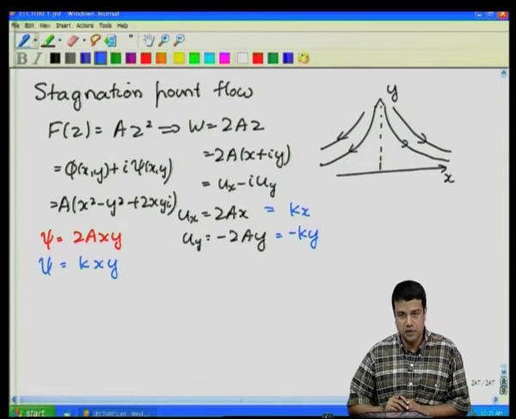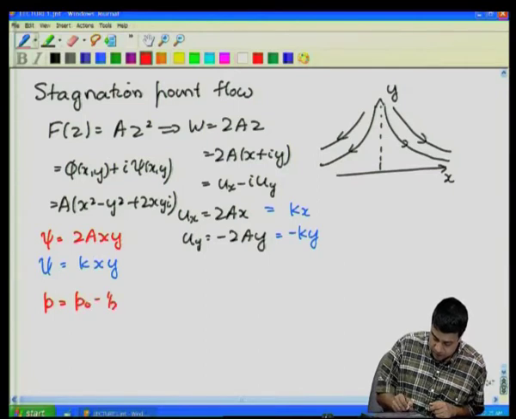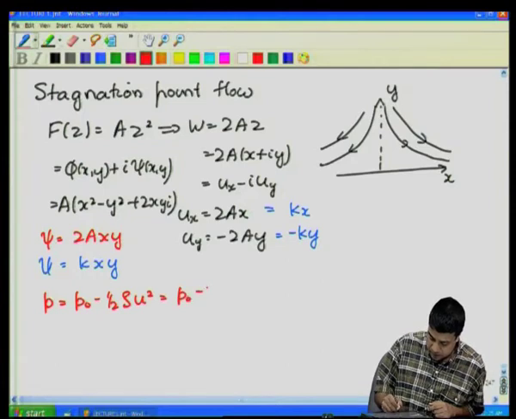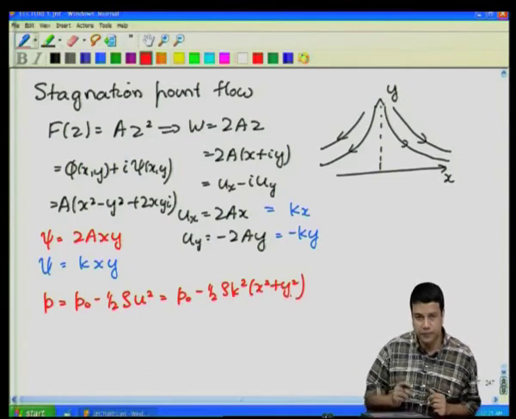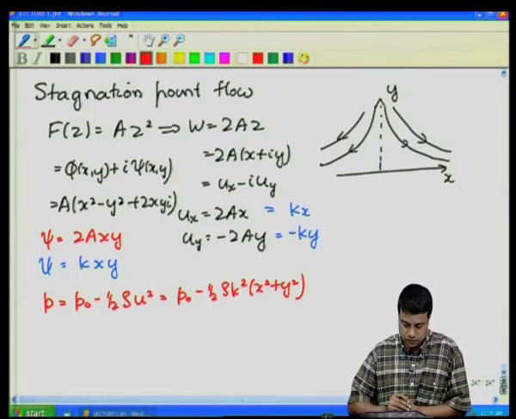Also, for this flow, the pressure P satisfies the Bernoulli equation: P naught minus half rho u squared is equal to P naught minus half rho k squared times x squared plus y squared. So, the pressure satisfies the Bernoulli equation. This is the pressure for potential flow and the velocity for potential flow.